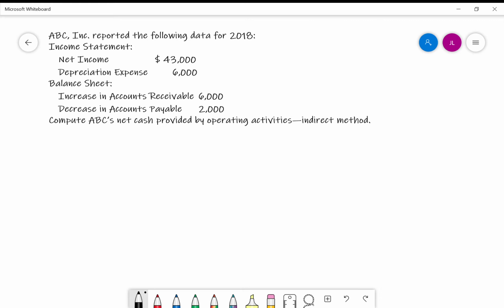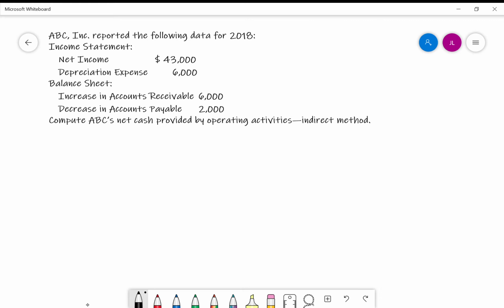From the balance sheet, we can see an increase in accounts receivable from one period to the next of $6,000, and a decrease in accounts payable from one period to the next of $2,000. We want to compute the net cash provided by operating activities using the indirect method.